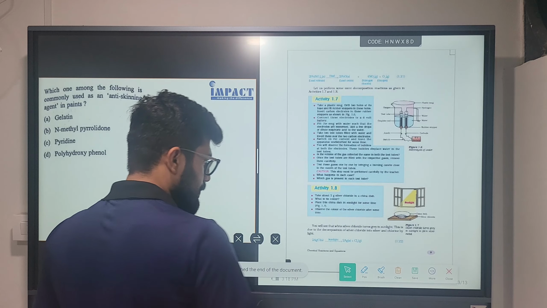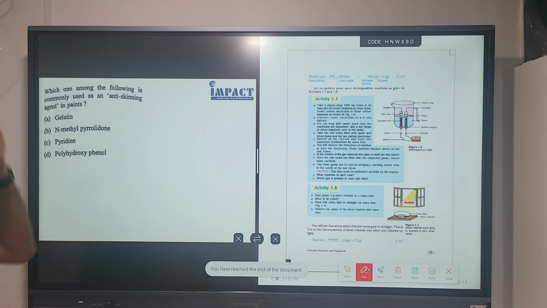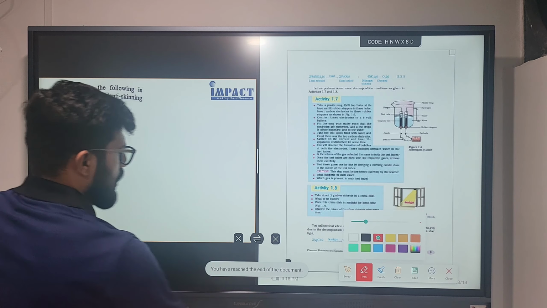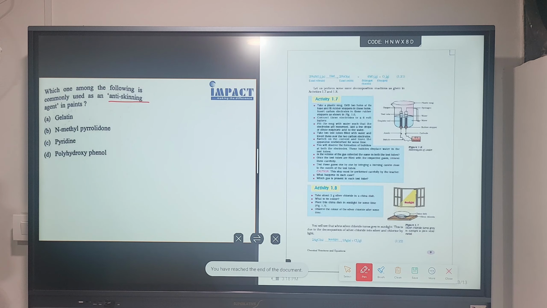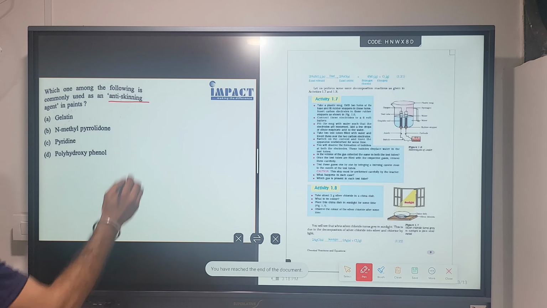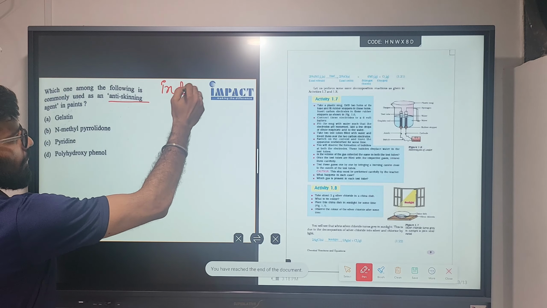So last question. This is the question which I want to talk about. This is a question which was difficult for students. I must say that you can leave this question, but we should discuss it now. Which of the following is commonly used as an anti-skinning agent in paints? This is a part of industrial chemistry, first of all.